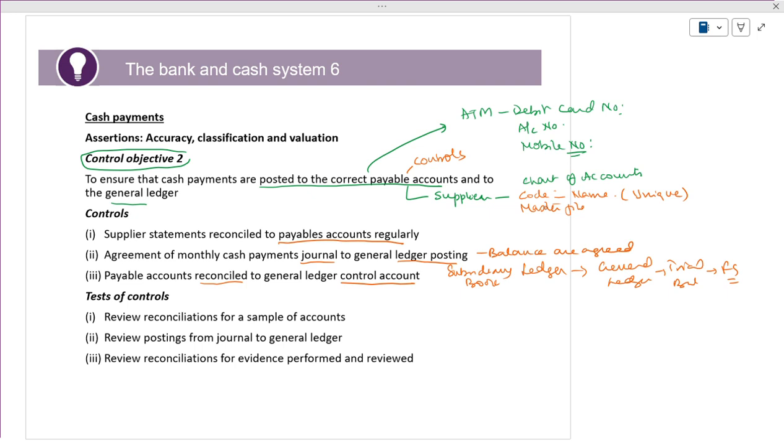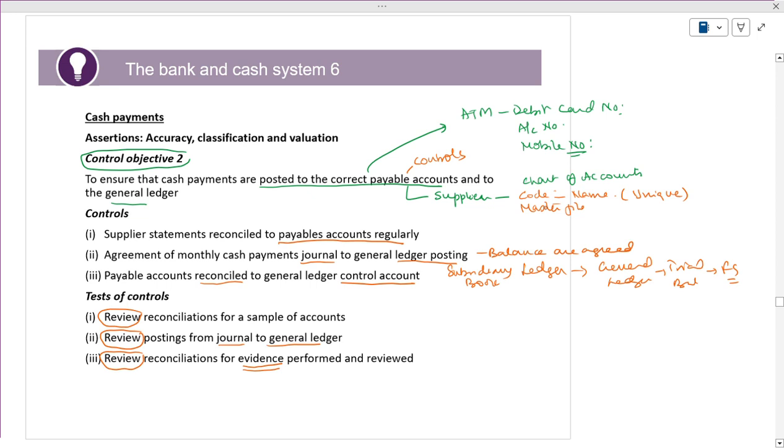Now, when supplier statements are reconciled, we are reviewing. In all the cases, we will review a sample of accounts, review the posting of the journal to the general ledger, and review the reconciliation evidence.